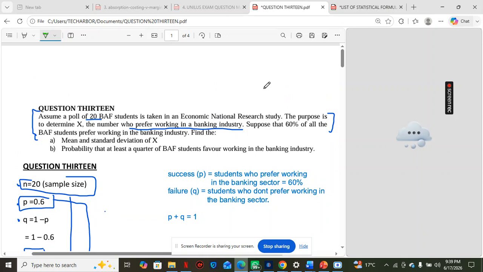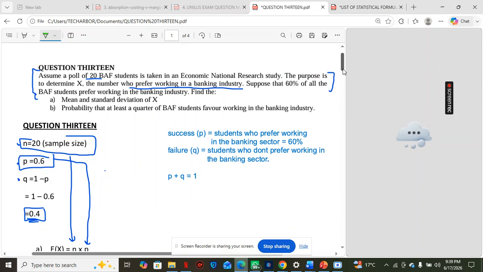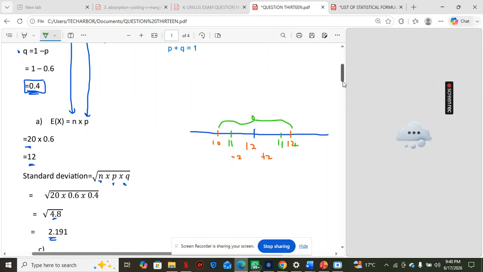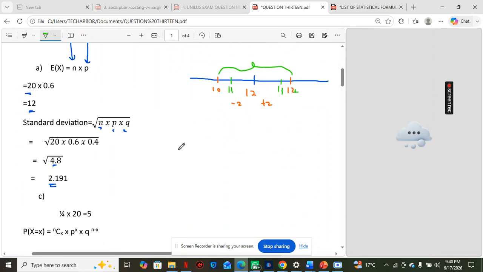Okay, part B. The probability that at least a quarter of students favor working in the banking industry. So I want to find out what is the probability that at least a quarter of the students prefer working in the banking industry. So a quarter of 20 students is 5 students. Okay. So I want to find the probability that at least 5 students prefer working in the banking industry.